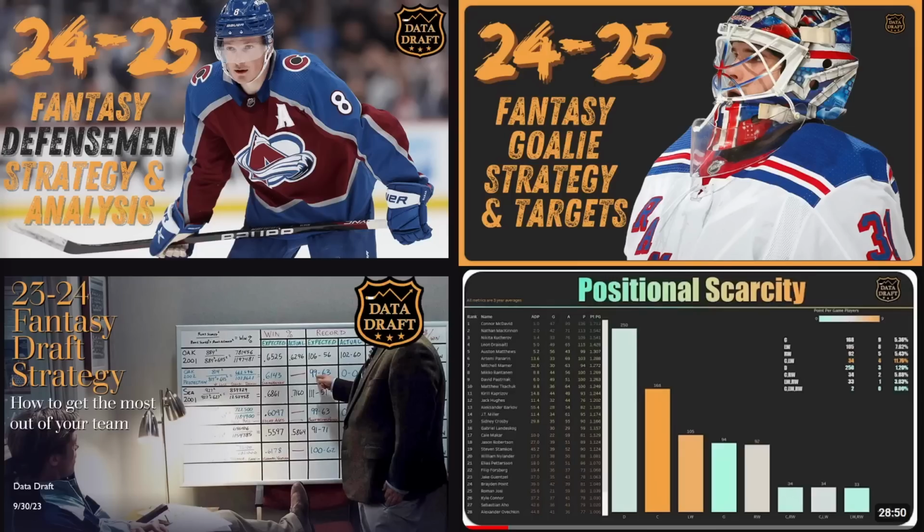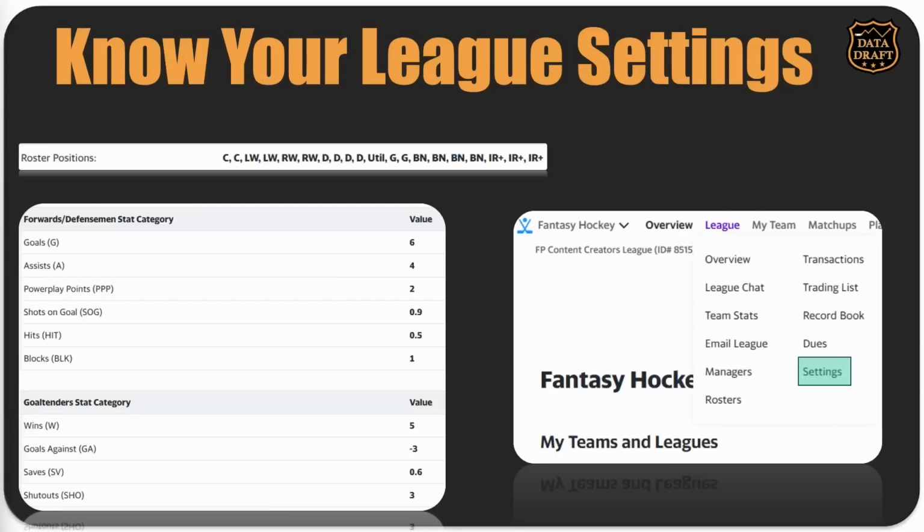But before we get into specifics, let's start with the basics, and the most essential part of any draft strategy is to know your league settings. I can't stress that enough.